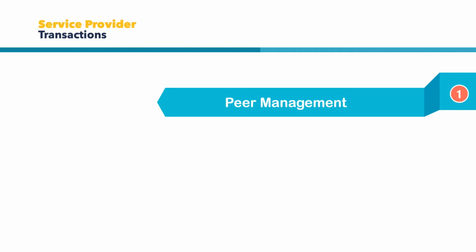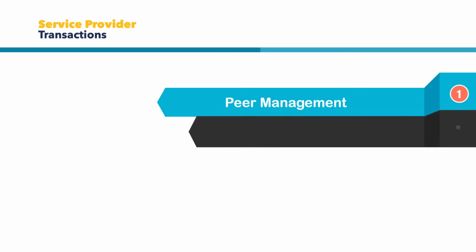So we provide different kinds of transactions to the service provider, and one of them is peer management. That means the service provider has the capability to manage the entire peer, from requesting a credit purchase to performing a wallet transfer and everything. At the same time, we also provide a user registration facility for the service provider to be able to register a user wallet.